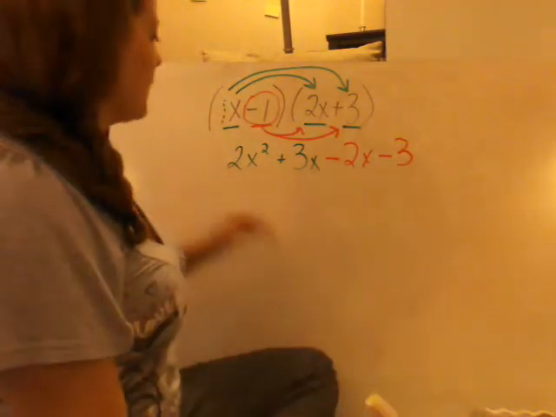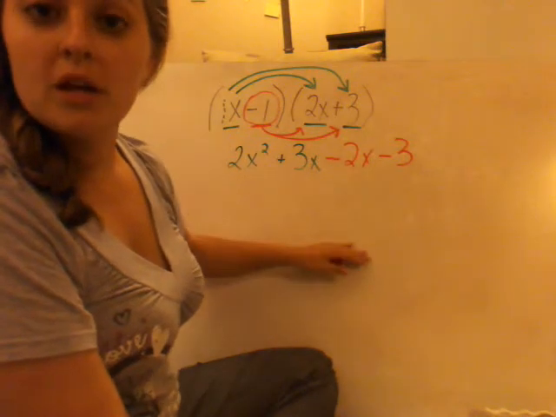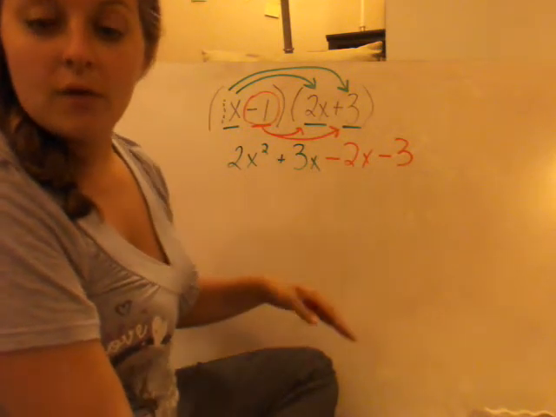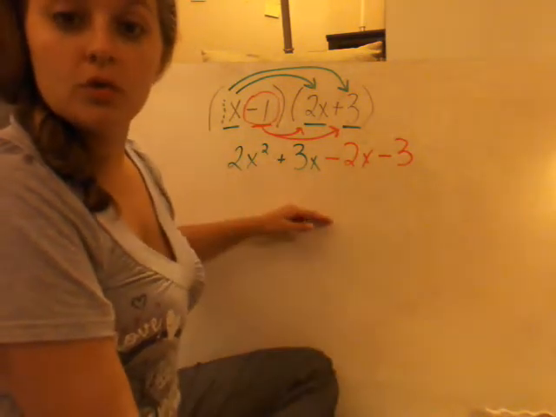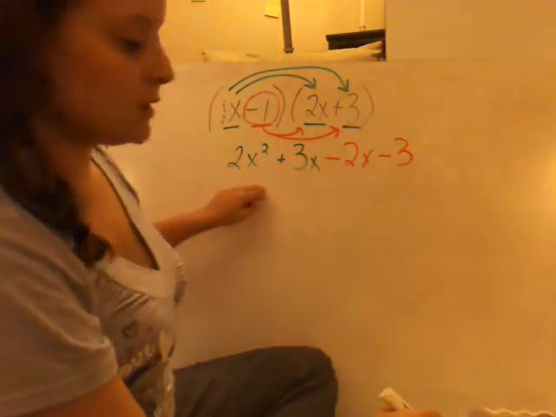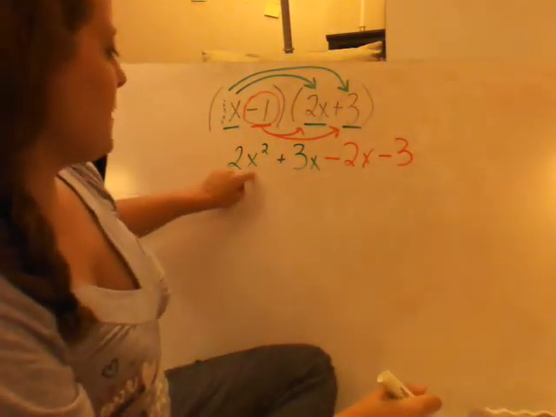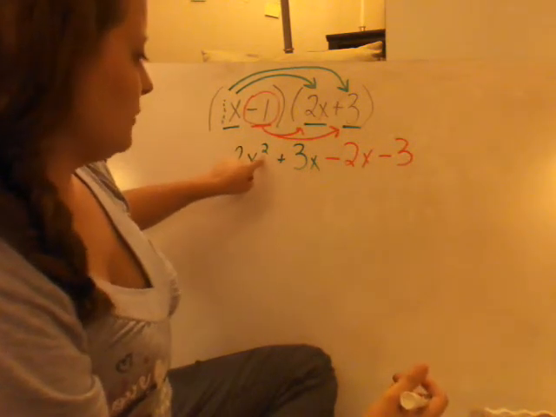Alright, but we're not done yet. Now I'm looking for like terms, because I'm going to reduce it, just like you would reduce a fraction. If I gave you 4 over 8, you'd reduce it to 1/2. You're going to reduce your polynomial. So I'm looking and looking. My biggest one, which I generally put first, is an x squared, right here.